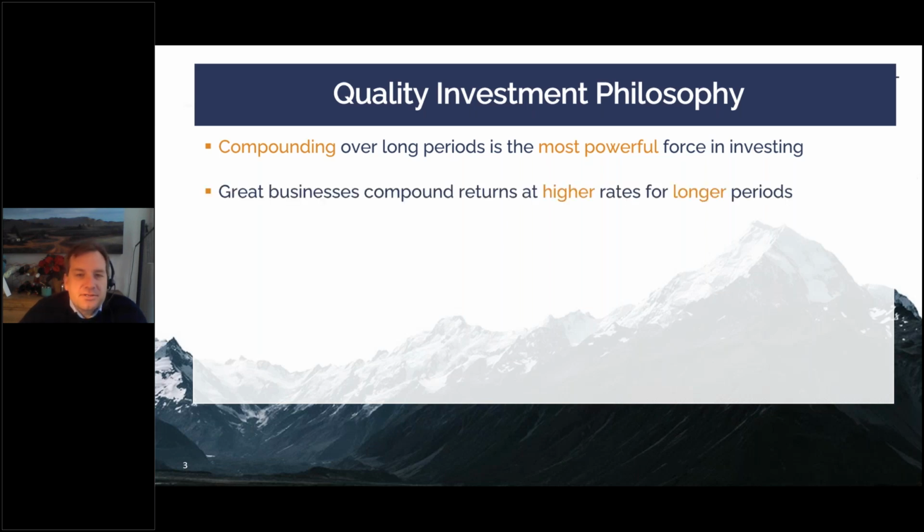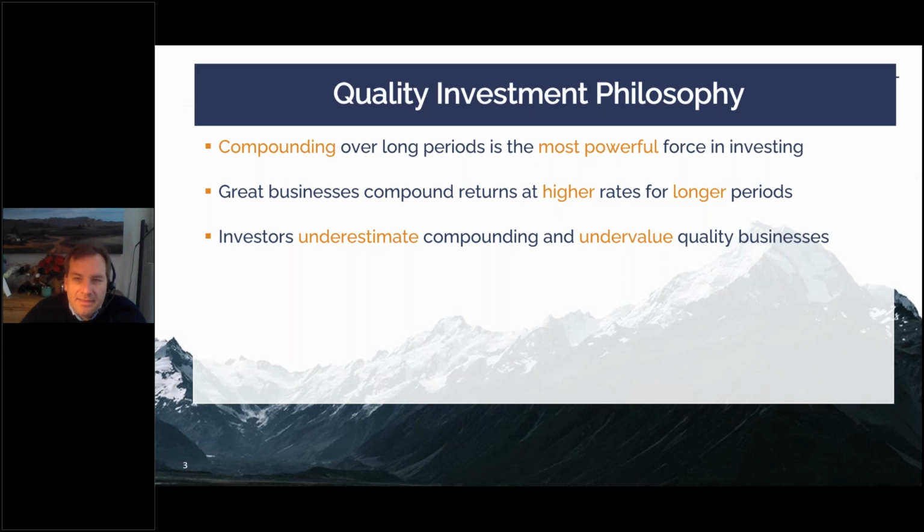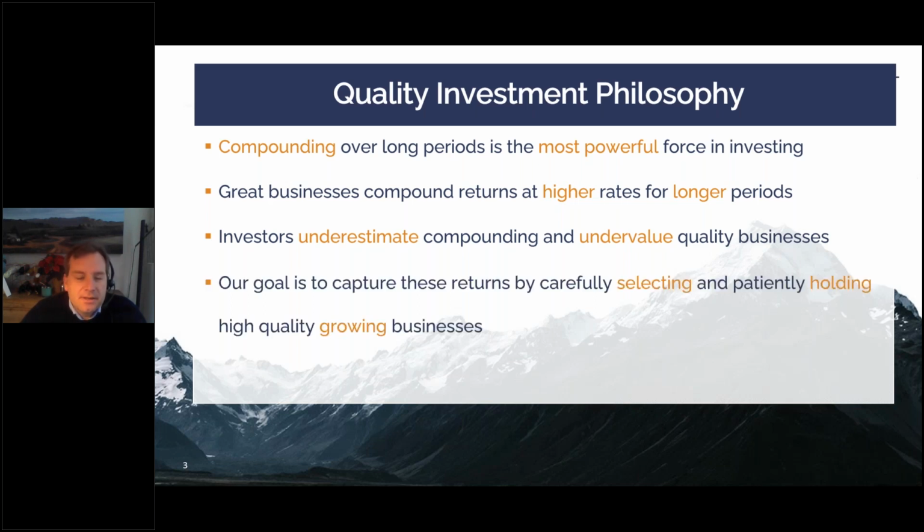Our view is that great businesses compound returns at higher rates and for longer periods. So it's not just a matter of the end investment, thinking about end investments compounding or shares compounding. It's that compounding is caused by something else, and what we believe is the rate at which businesses compound their returns internally. So what they invest versus the profits they make, the return, what we would term as the return on capital. What's pretty clear to me is that investors continually underestimate compounding and they undervalue quality businesses.